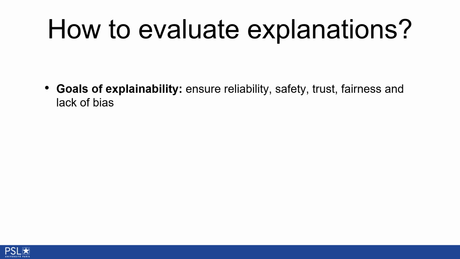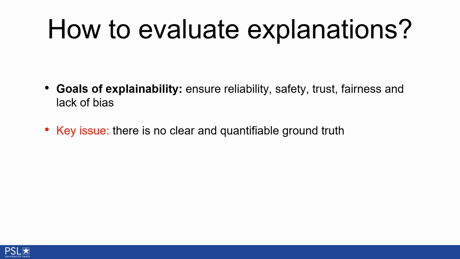To address this question, the first step is to remember what we are trying to achieve. Explainable AI seeks to produce explanations for the outputs of AI and machine learning models with the goal of ensuring reliability, safety, trust, fairness, and lack of bias in the underlying algorithms. The key issue is that it is very hard to evaluate how well these goals are reached, because we do not have a clear and quantifiable ground truth.